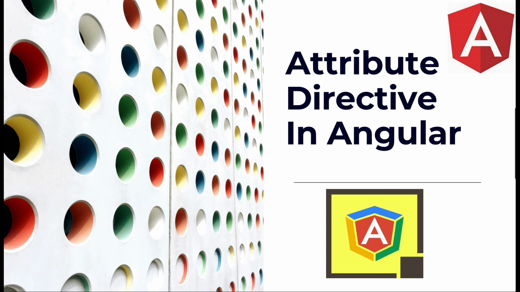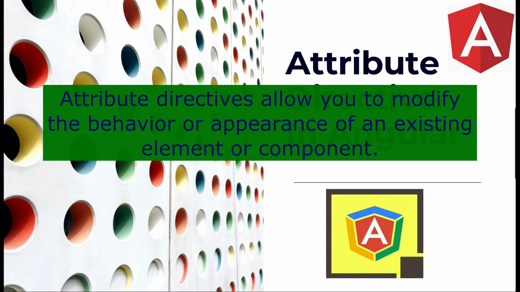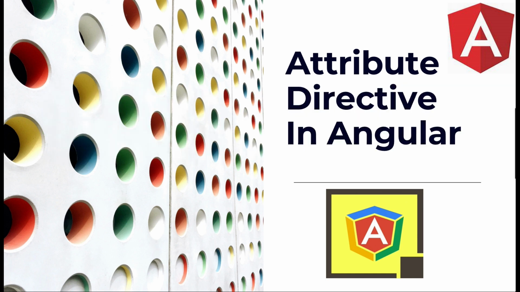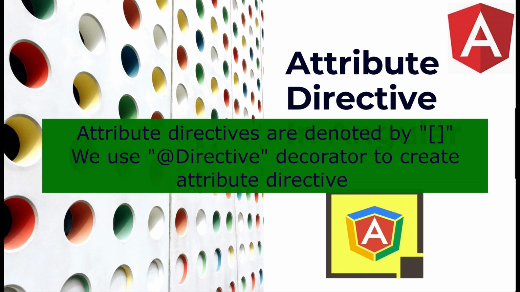So let's get started with attribute directive. What is attribute directive? Attribute directives are a type of directive that allow you to modify the behavior or appearance of an existing HTML element or component. They are used by attaching them to an element as attributes. Attribute directives are denoted by square brackets in the selector. To create an attribute directive, we need to use the directive decorator.